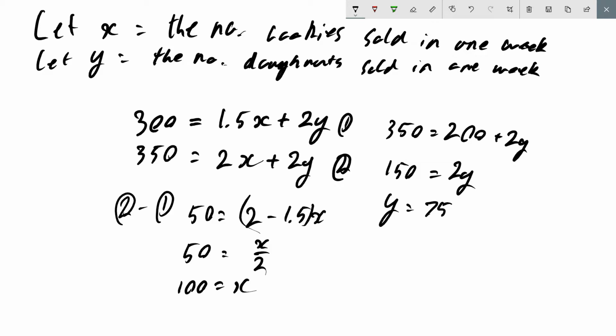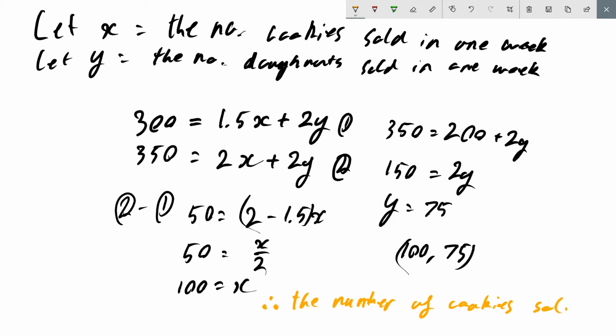Whole numbers, nice answers. Now again, worded problem, worded answer. We can't just stop here and say, oh, the solution was 100, 75. That means nothing. Write the therefore part. Therefore, the number of cookies sold in 1 week was 100, while donuts, running out of space here, donuts were 75. Easy mark. Relate the result back to the question.